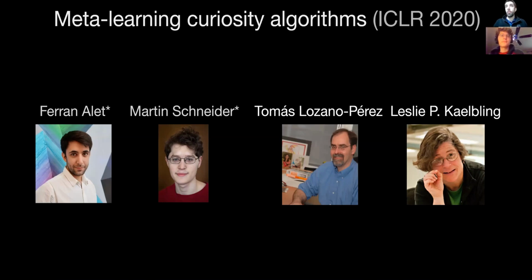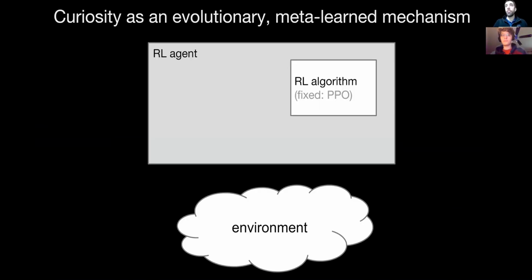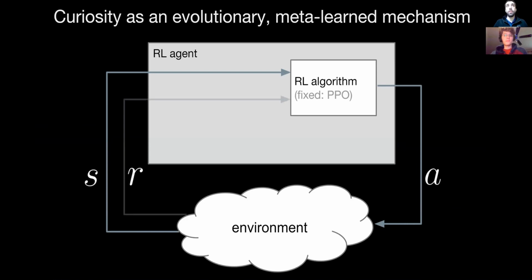We present our work on meta-learning curiosity algorithms, and this is work done at MIT CSAIL. Consider an RL agent interacting with an environment via actions, and then receiving states and rewards. This RL agent is running a particular algorithm, which is fixed, in this case, for example, PPO.